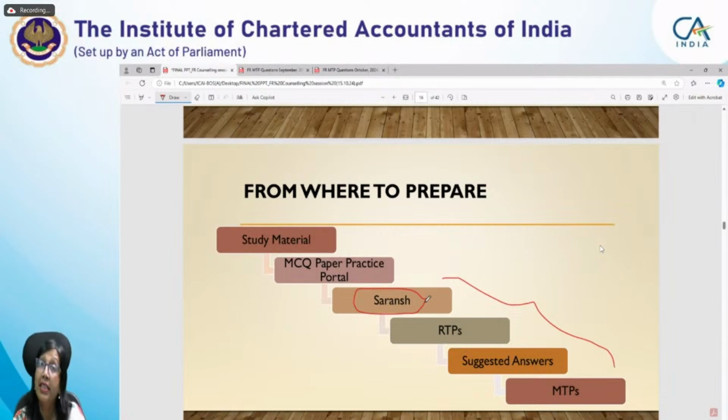So that will help you in understanding how confident you are in a particular standard. RTPs in general carry new questions. Okay. Then comes your mock test papers and suggested answers.